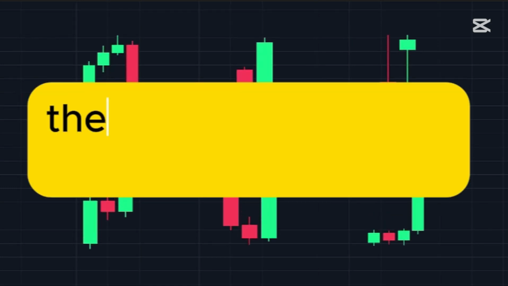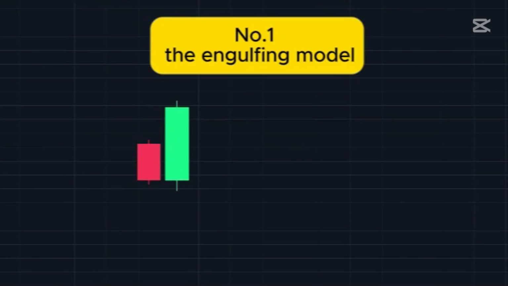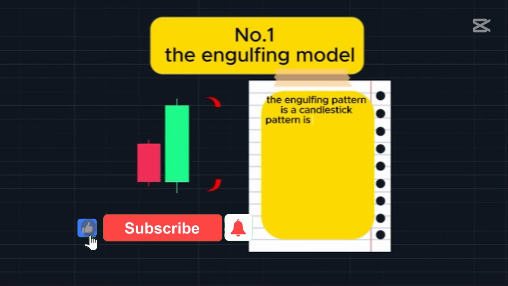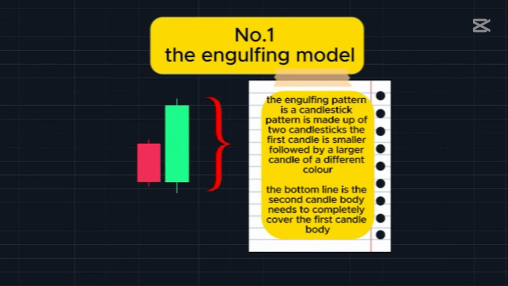Now, I will show you the top 6 candlestick patterns which I find most effective. Number 1 is the engulfing pattern. The engulfing pattern is a candlestick pattern made up of 2 candlesticks. The first candle is smaller, followed by a larger candle of a different color. The bottom line is, the second candle body needs to completely cover the first candle body.